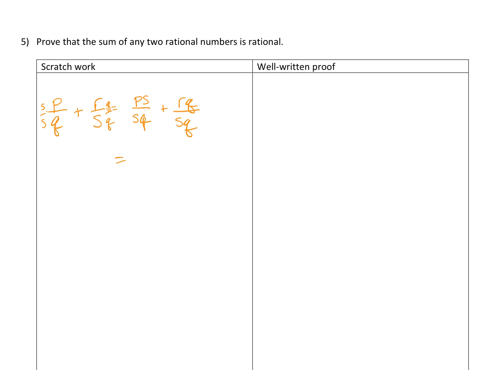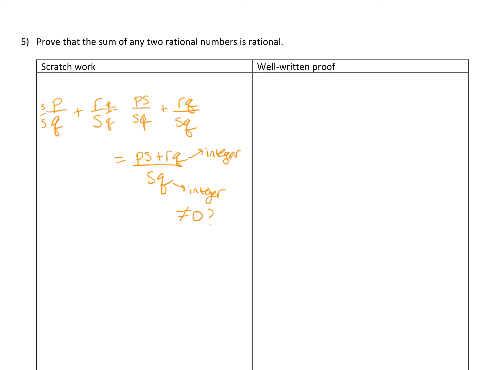And then once you have the same denominator, you can add the numerators. PS plus RQ over SQ. And then PS plus RQ, that's an integer because it's just products and sums of integers. And SQ, that's an integer because it's just a product of two integers. And SQ, it has to be non-zero to satisfy the definition.